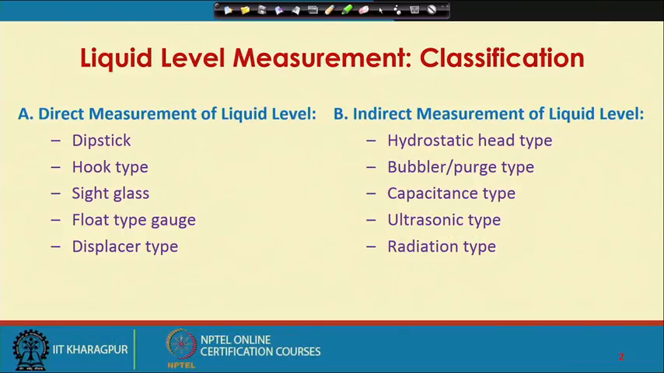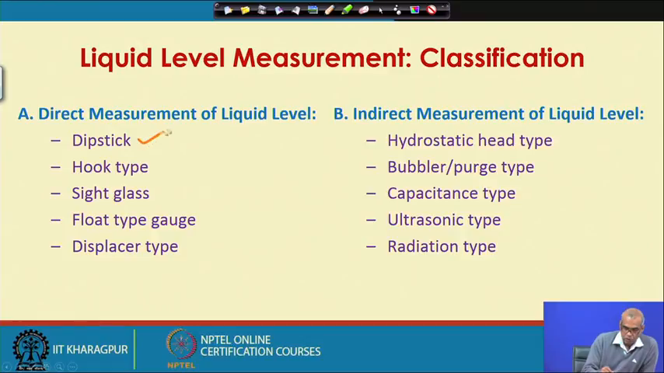So, today we will talk about displacer type liquid level measuring instruments, which comes under direct measurement of liquid level, and then we will start talking about indirect measurement of liquid level, where we will not measure the liquid level directly, we will measure some property of the liquid related to the liquid level and then infer the value of the level from that information. So, this was our classification.